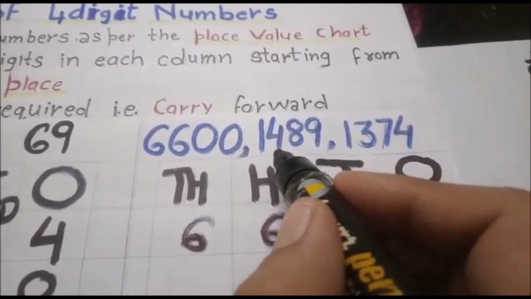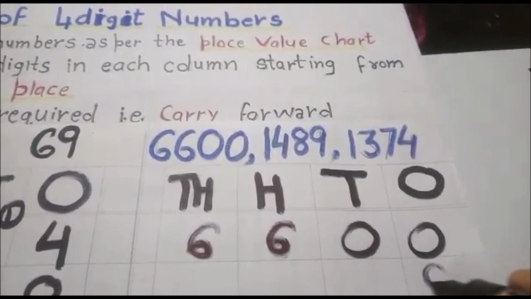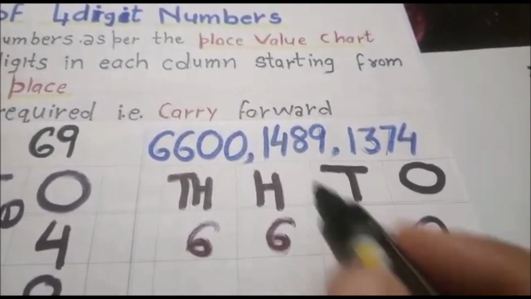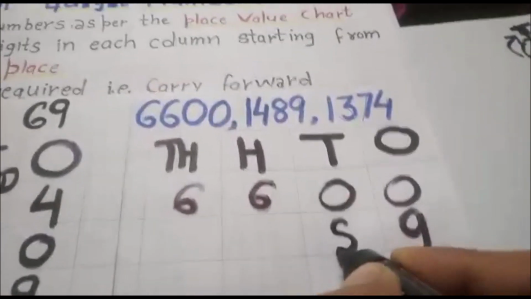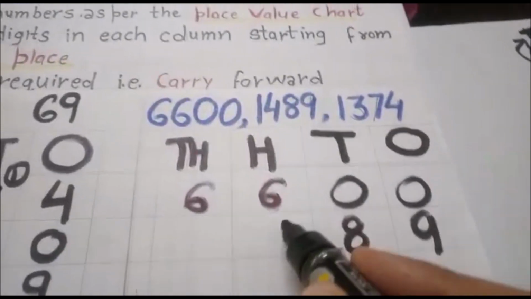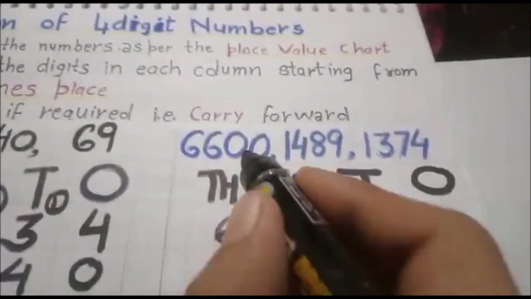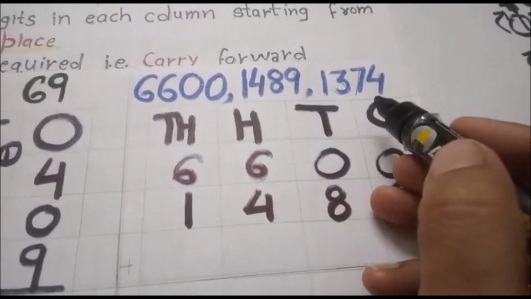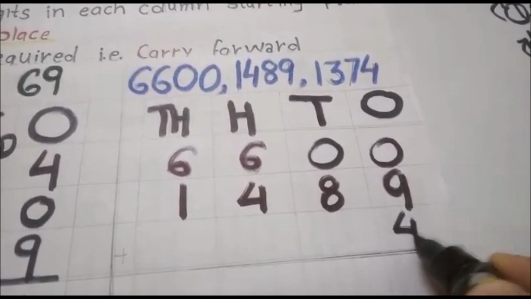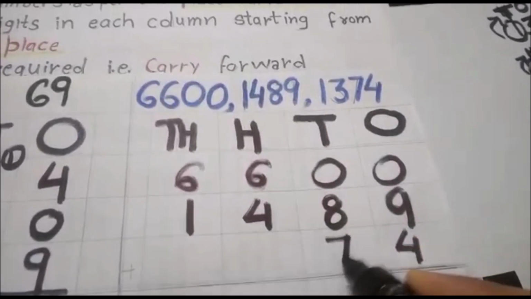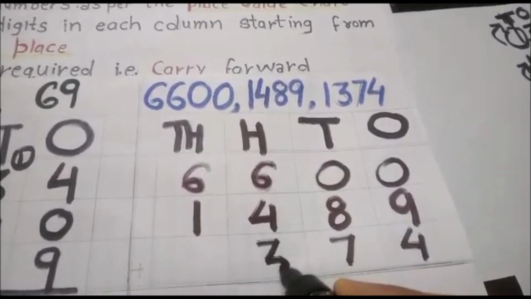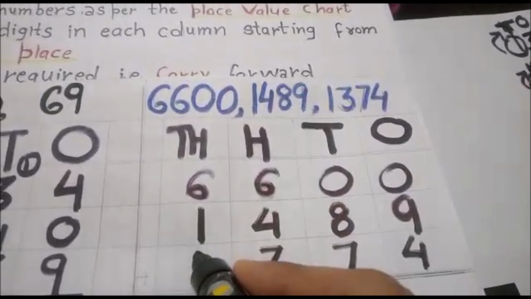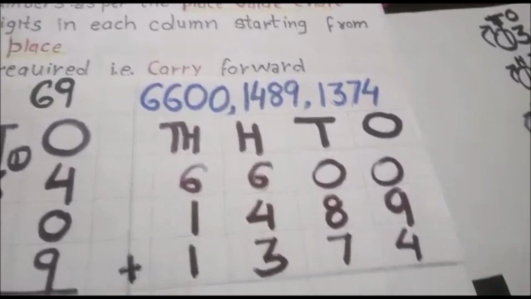Now start second number. Ones place digit is 9. And tens place digit is 8. Hundred place digit is 4. And thousand place digit is 1. And third number, ones place digit is 4. Tens place is 7. Hundred place is 3. And thousand place is 1. We have to add these three numbers.